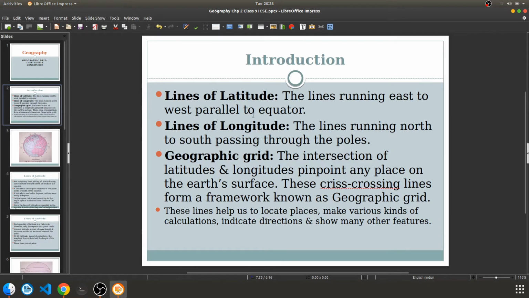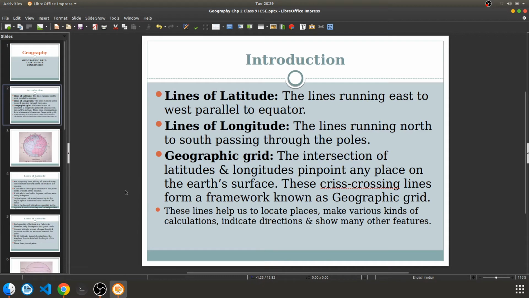Lines of longitude run from north to south. Basically from up to down, and they meet at the poles, north pole and south pole, isn't it? They pass through the poles. Geographic grid is the intersection of both latitudes and longitudes. Crisscross lines forming a framework are known as the geographic grid.